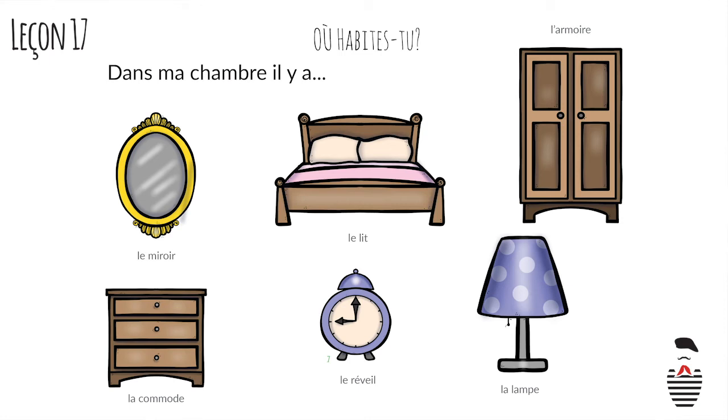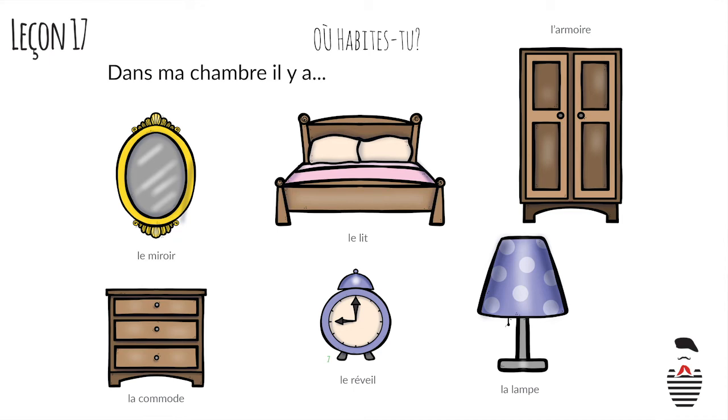Dans ma chambre. Remember the other sentence was dans ma maison, in my house. Now you have the opportunity to say what's in your room. Dans ma chambre, il y a. Now maybe you have a mirror. Le miroir. Then you have a bed. Le lit. You don't say the T. Le lit. Your cupboard. L'armoire.